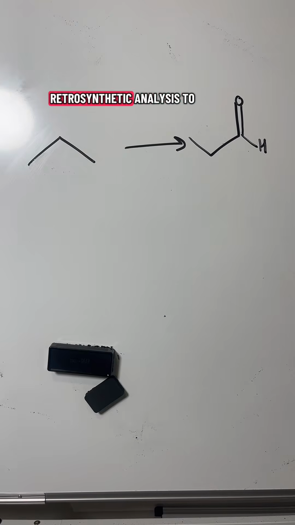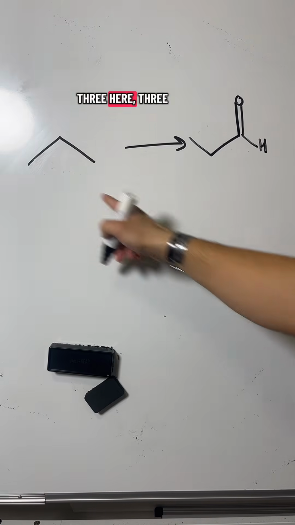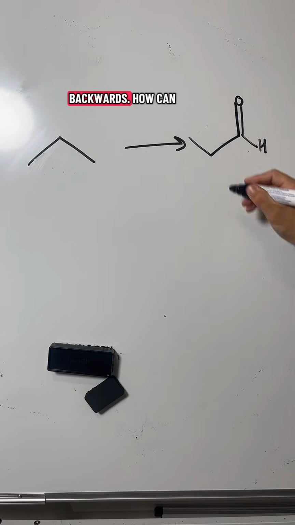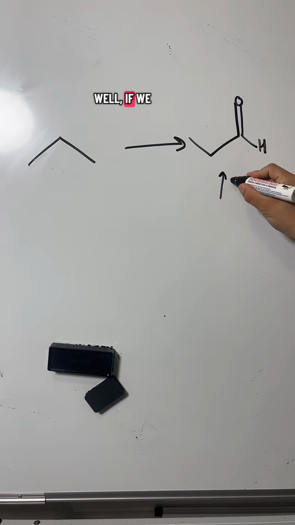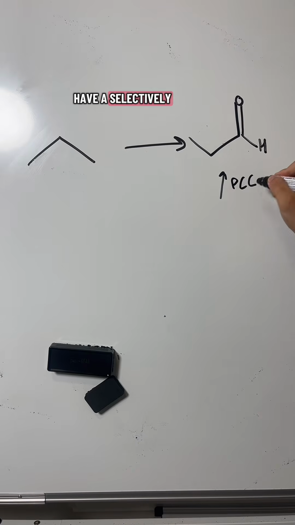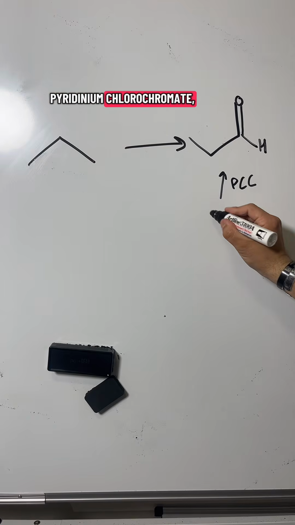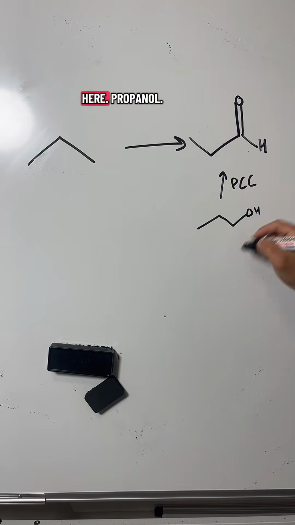So let's use retrosynthetic analysis to figure out this synthetic roadmap. We have the same number of carbons, 3 here, 3 here. However, we just have an aldehyde functionality introduced. So let's work backwards. How can we create an aldehyde? Well, if we have a selectively mild oxidizing agent like PCC, pyridinium chlorochromate, we can oxidize a primary alcohol, like this right here, propanol.